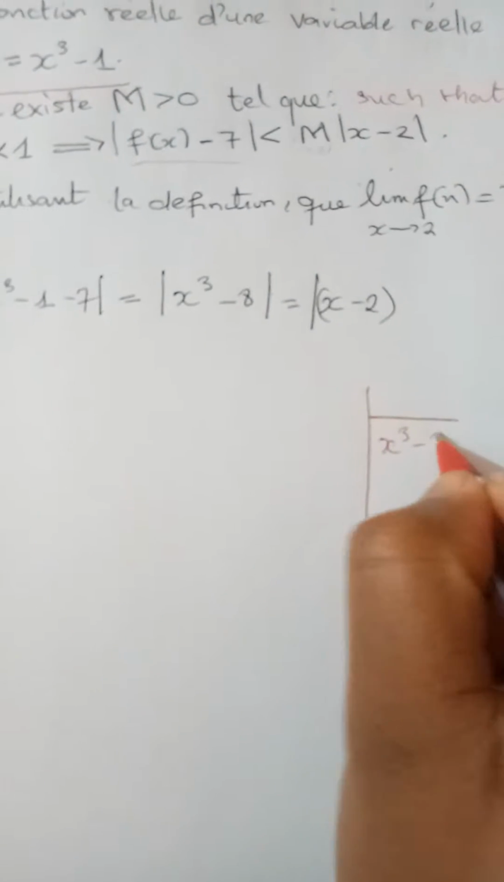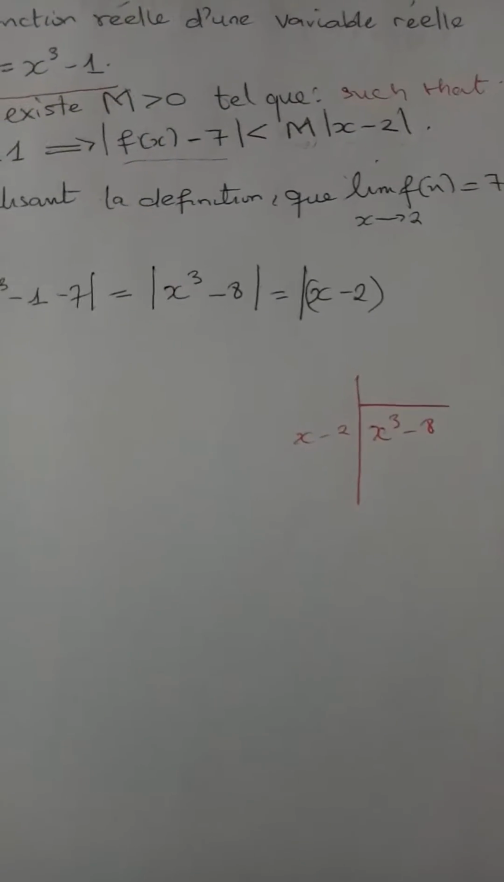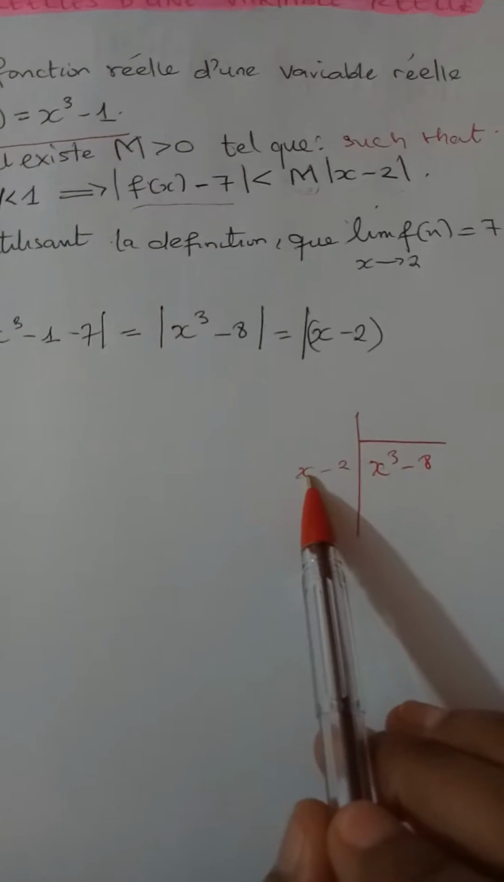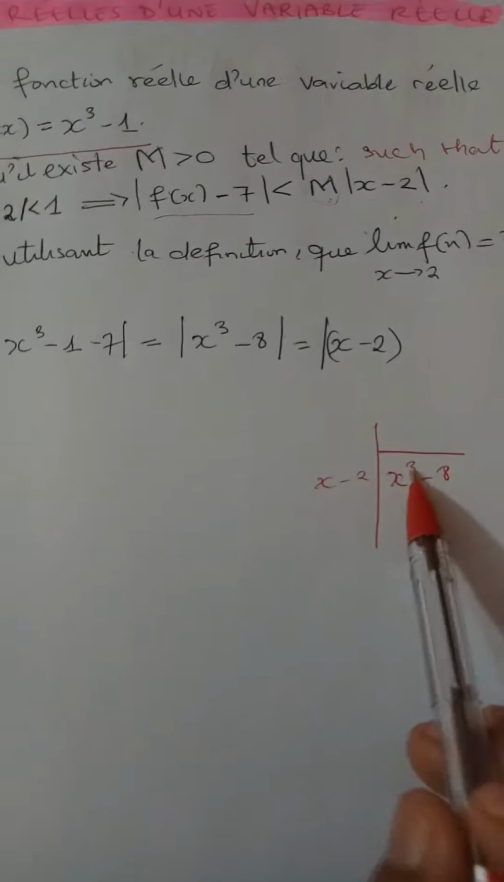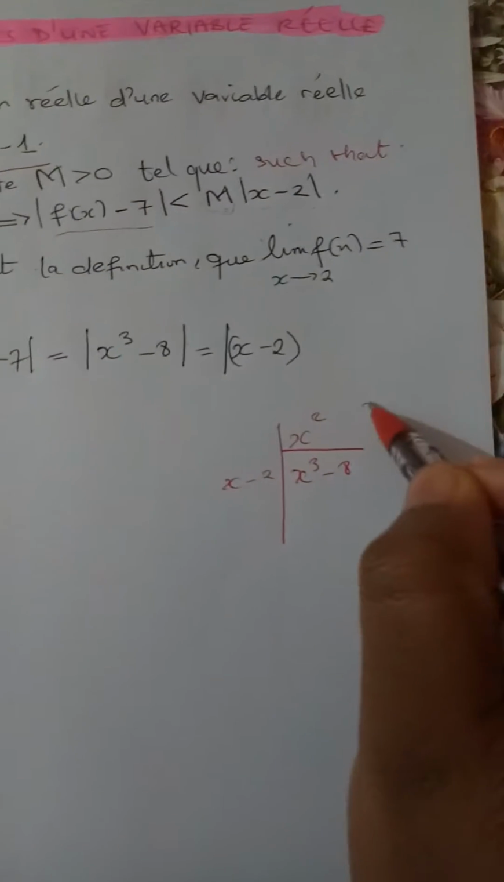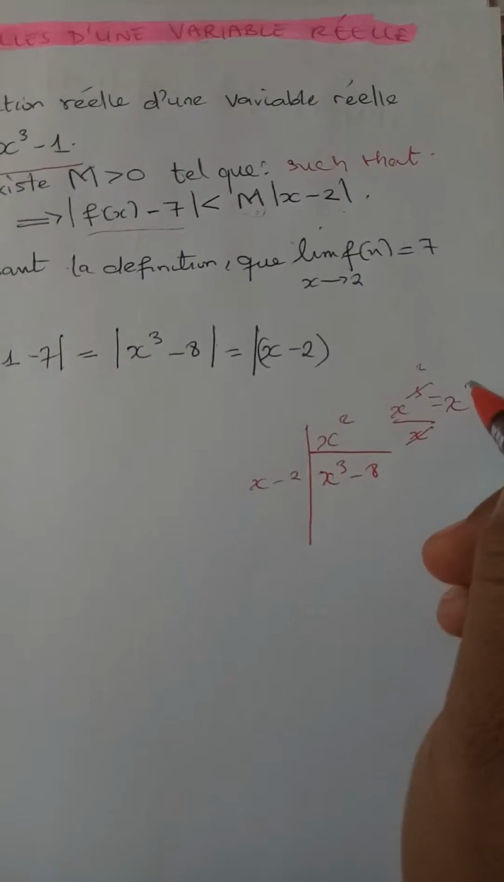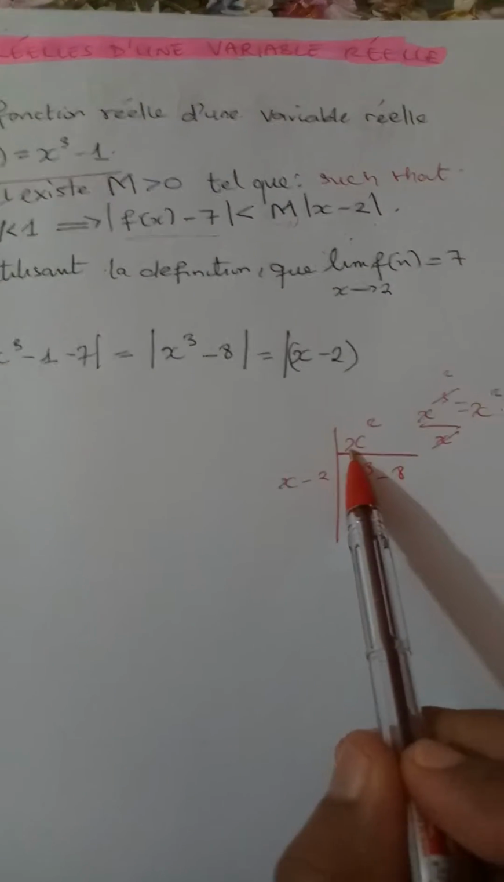So I have x raised to the power of 3 minus 8, and then x minus 2. So what am I going to have? x raised to the power of 3 over x gives x raised to the power of 2. This cancels, I'm left with x raised to the power of 2. So that's this x raised to the power of 2 here.